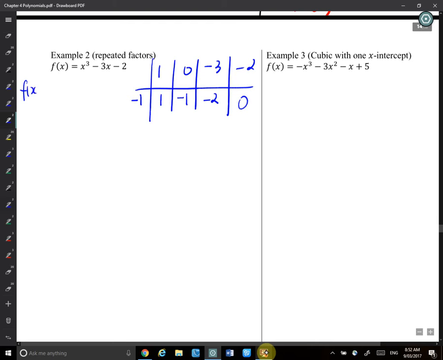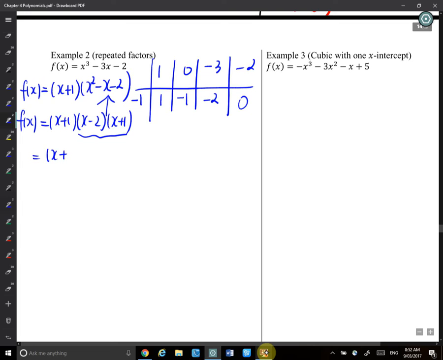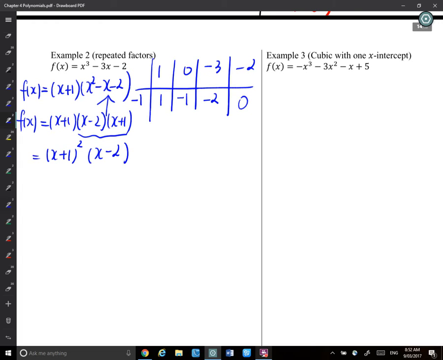So f(x) equals (x plus 1)(x squared minus x minus 2). So f(x) gives you (x plus 1)(x minus 2) and then another (x plus 1). Those two give you this quadratic, and you will have (x plus 1) squared. You have 2 factors as x plus 1. It's still 3 linear factors, but 2 of them are repeated.